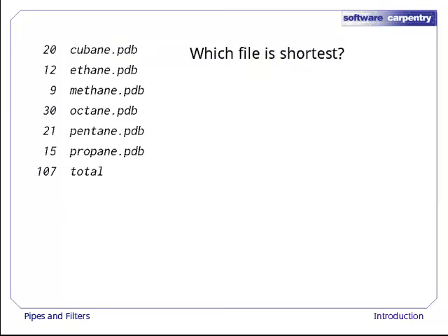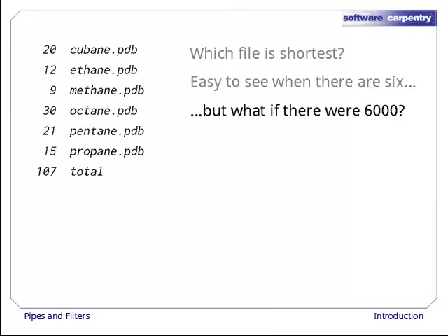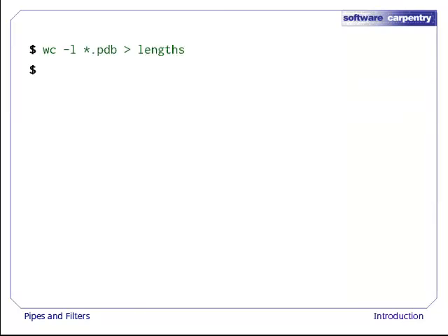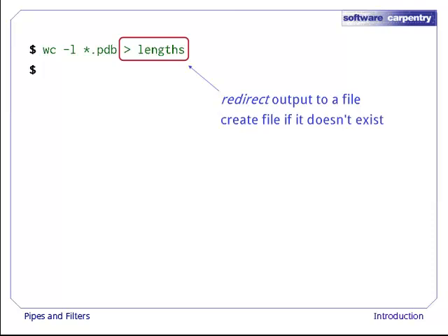Now, which of these files is shortest? It's an easy question to answer when there are only 6 files, but what if there were 6,000? That's the kind of job we want a computer to do. Our first step towards a solution is to run the command wc -l *.pdb > lengths. The greater-than sign tells the shell to redirect the output to a file instead of printing it to the screen. The shell will create the file if it doesn't exist, or overwrite its contents if it does.